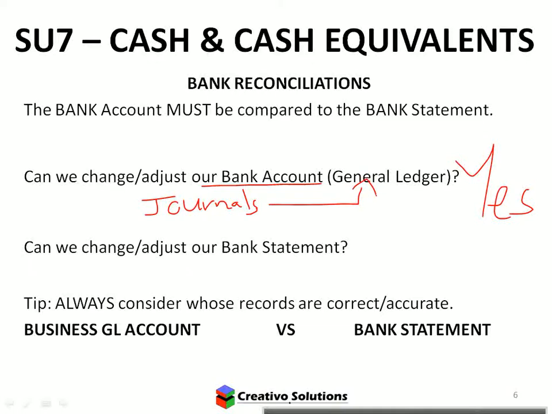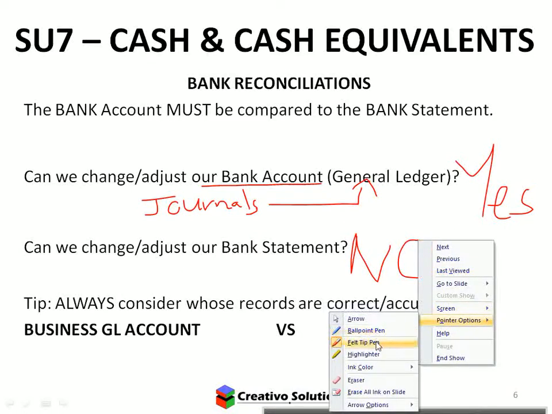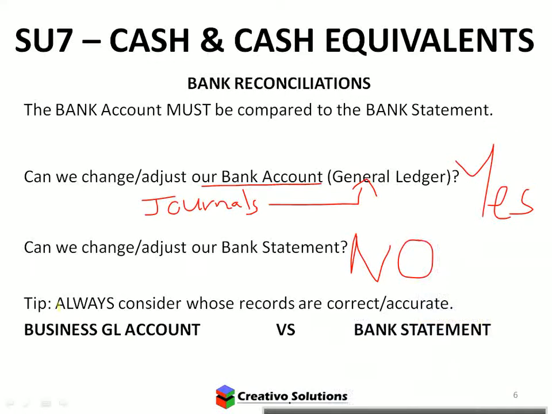Can I change or adjust anything in the bank statement? No, you can't. You can't change what's in the bank statement. If you're not happy with what's in the bank statement and you believe that they've made a mistake, they're the ones that have to change it. You can report it and they can change it, but you can't go into their records and process a journal transaction.